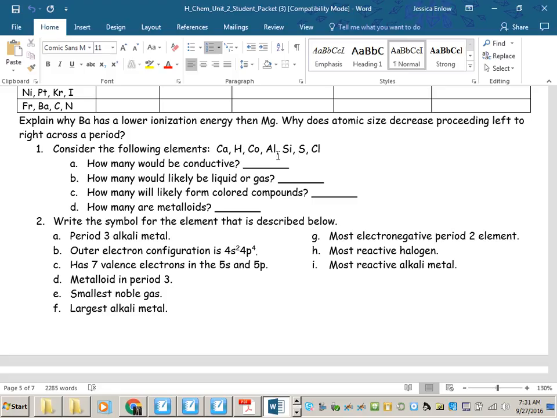How do you do the question with 7 valence electrons in the 5s and 5p? The way you have to do it is cumulative. So look at 5s over here with me. Where is it at? Who does it start with?